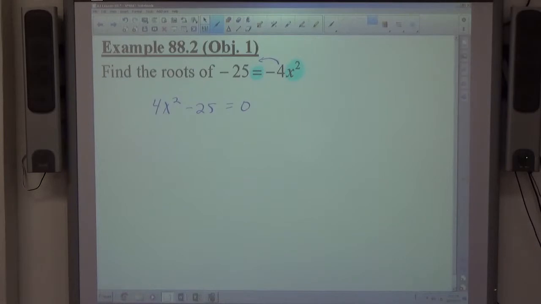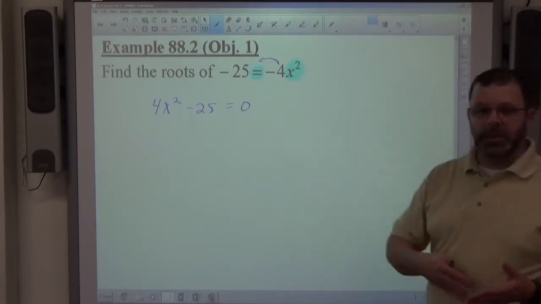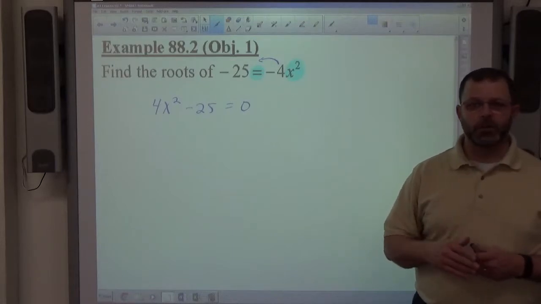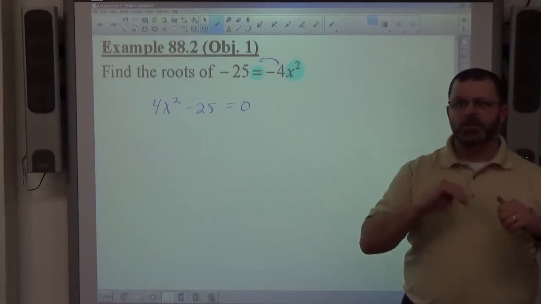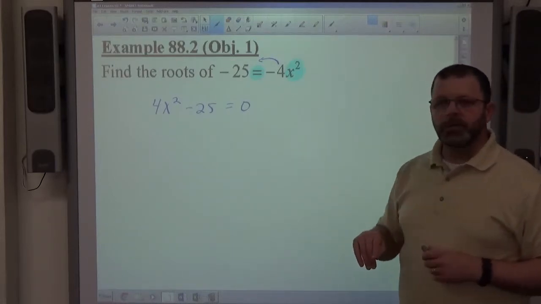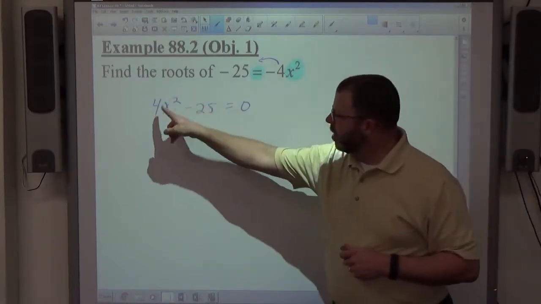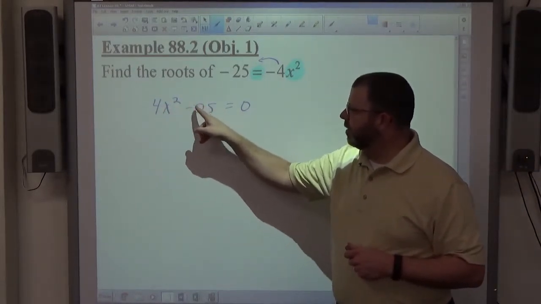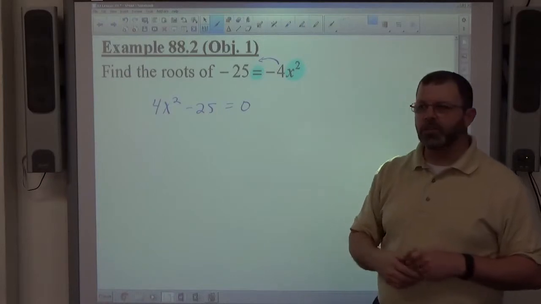What's missing in this problem? An x. An x to the first power, which makes it a binomial, which means we have a different factoring idea for this. So for a trinomial, we're making that little chart. For a binomial, I'm looking for perfect squares being subtracted. 2 times 2x times x, 5 times 5 being subtracted. So that's a difference of squares.